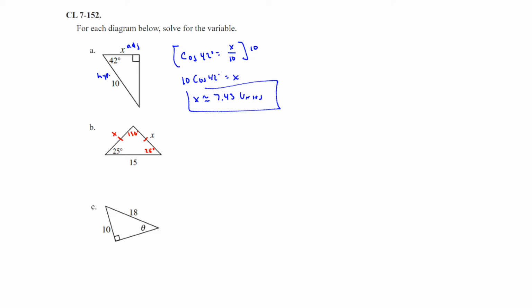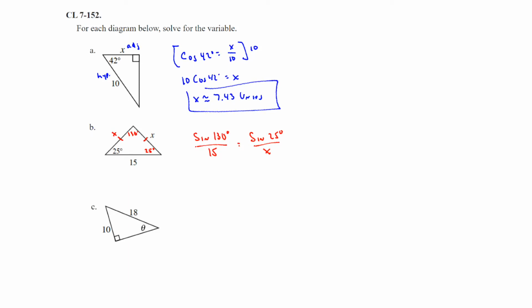And so we are not dealing with a right triangle on this one, which means we can use maybe law of sines or law of cosines. And because we have enough of the angle measures, we can use law of sines. So we can go with sine of 130 degrees over 15 is equal to sine of 25 degrees over x.